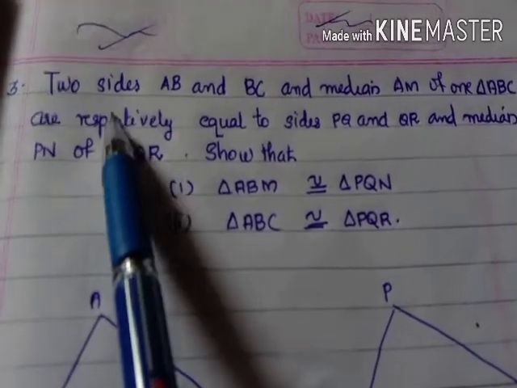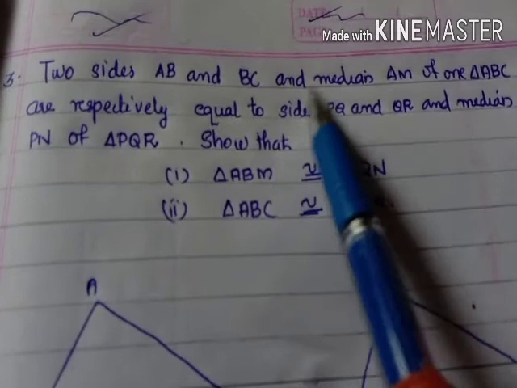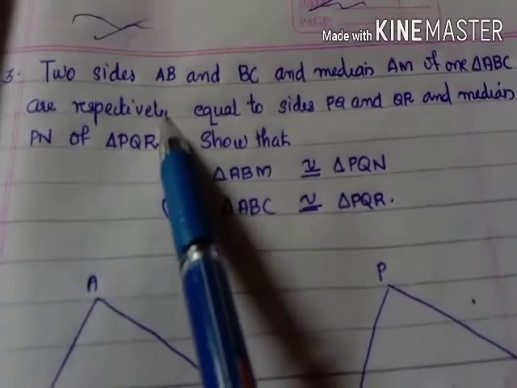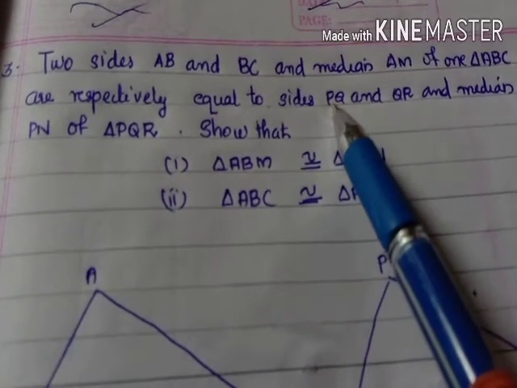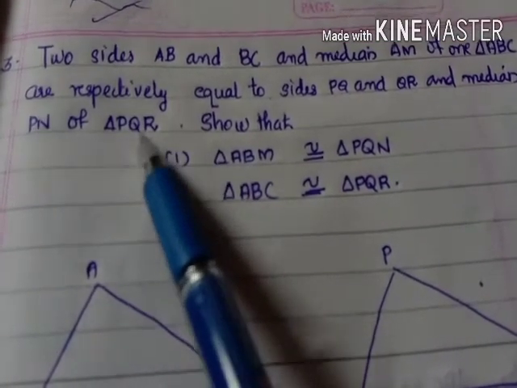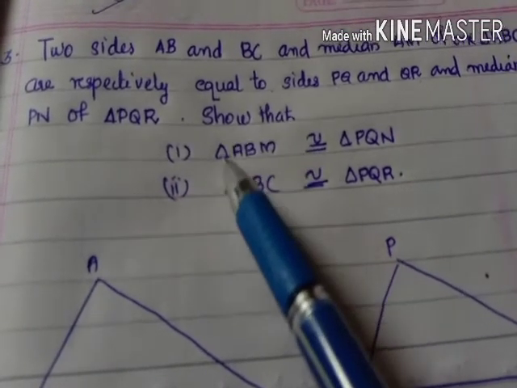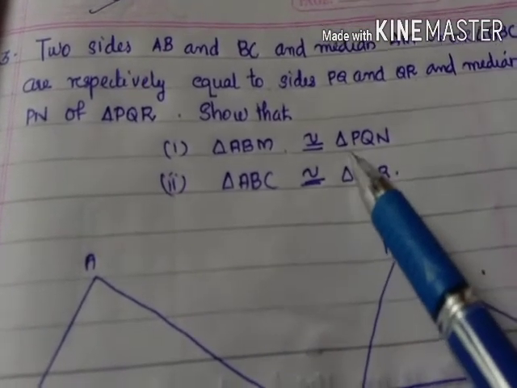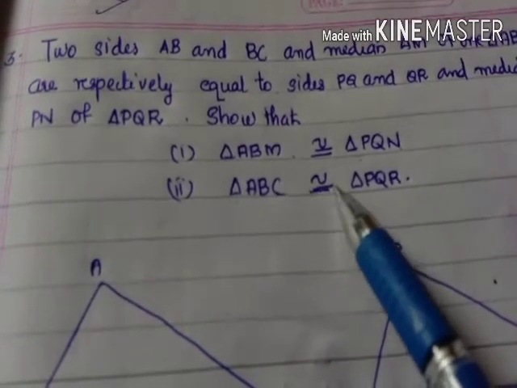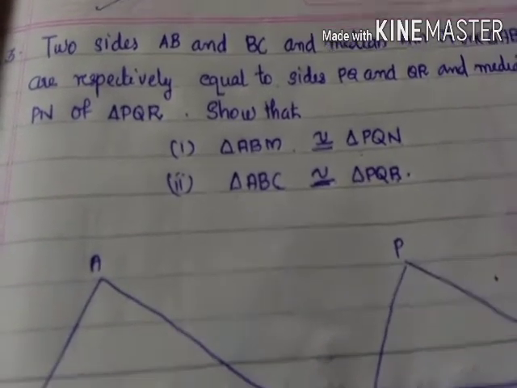Now listen, question number 2. Two sides AB and BC and median AM of one triangle ABC are respectively equal to side PQ and QR and median PN of PQR. Show that triangle ABM is congruent to triangle PQN and triangle ABC is congruent to triangle PQR.